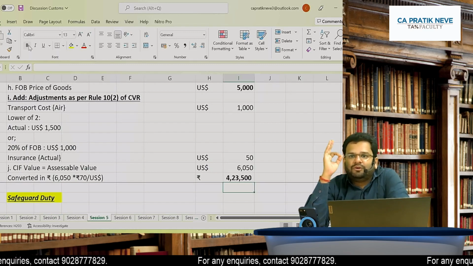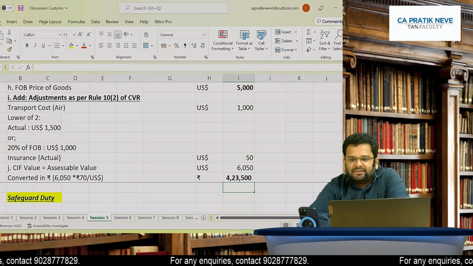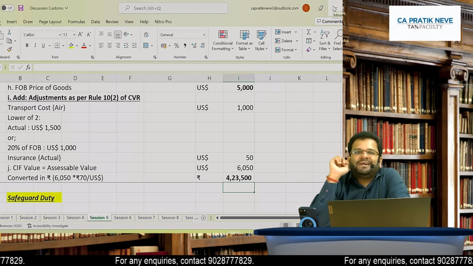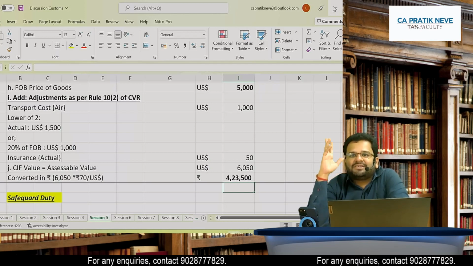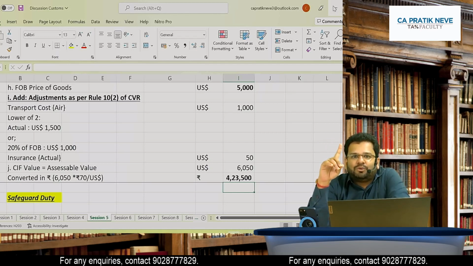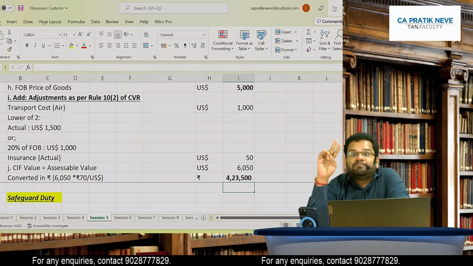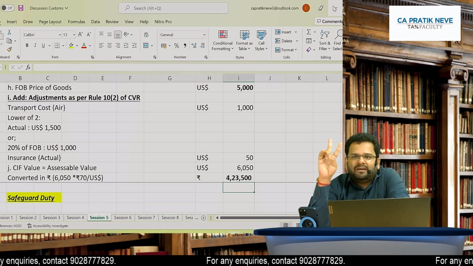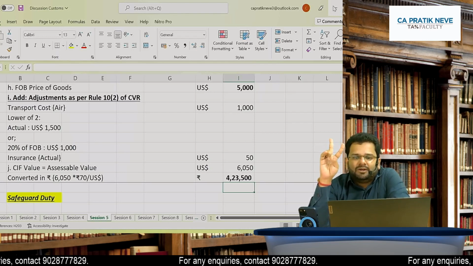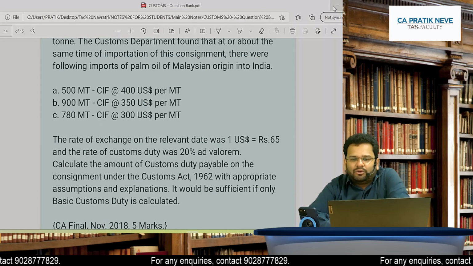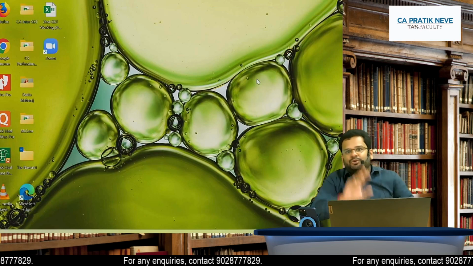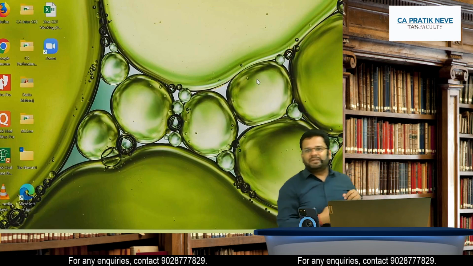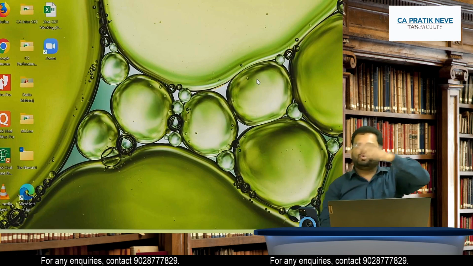Wonderful, wonderful. 2 मिनट के लिए मिनिमाइज कर देता हूँ सब कुछ. I'll minimize. Only 2 things are pending in the whole of today's session. One is safeguard duty, second is anti-dumping duty. Only 2 things are pending. Before going to those, I'll ask you a few questions. You try to answer. Then we'll take about a 15 minute break and then do those 2 remaining things.